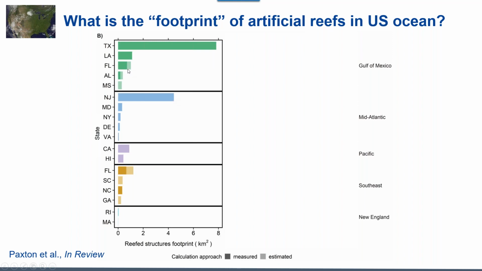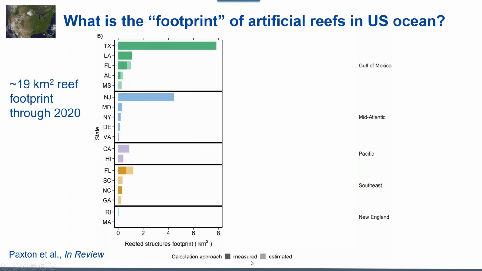And I do want to draw your attention to Florida, which we divided into Southeast and Gulf of Mexico components. And the other thing I want you to look at is the shading of these bars. So in the Gulf of Mexico, for Florida reefs, for example, the dark shading indicates structures for which we had a measured footprint, and the lighter shading indicates estimated. And here's a reminder of this down here.